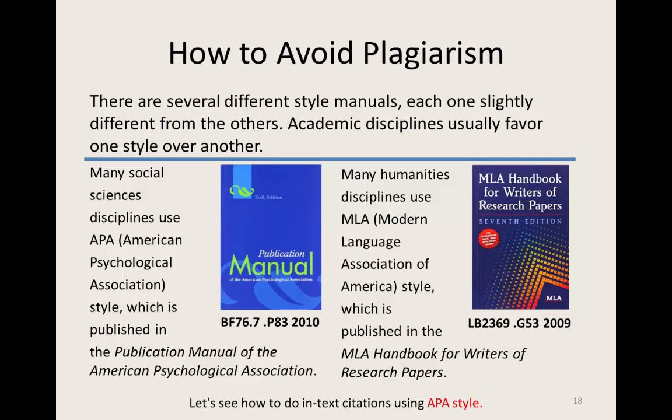Many social science disciplines use the APA style, the American Psychological Association style, which is published in the publication manual of the American Psychological Association. Many humanities disciplines use MLA style, or the Modern Language Association of America style, which is published in the MLA Handbook for Writers of Research Papers. So let's see how to do in-text citations using APA style.